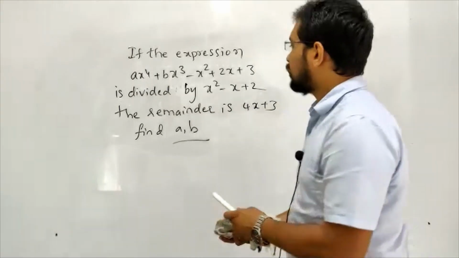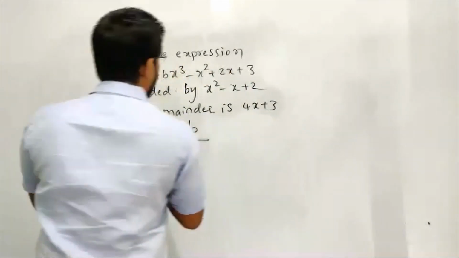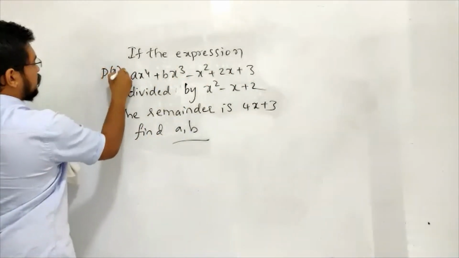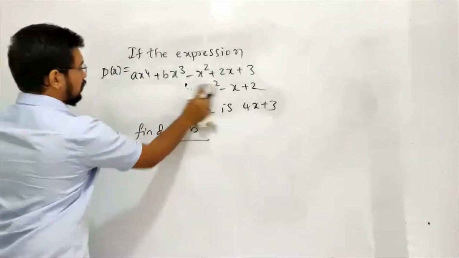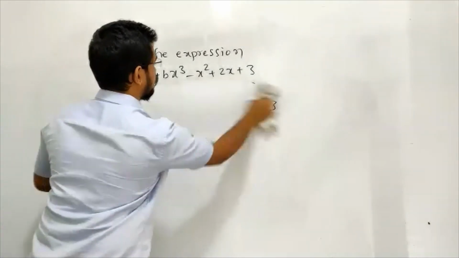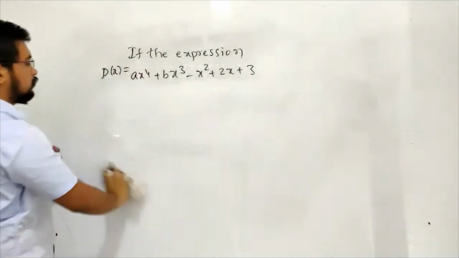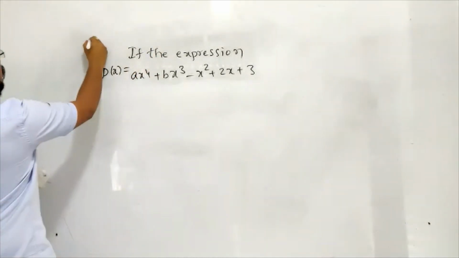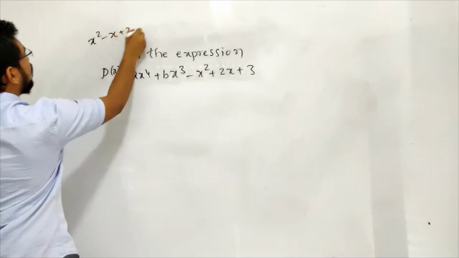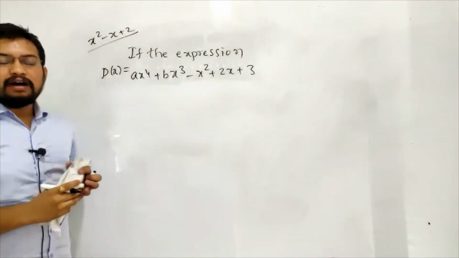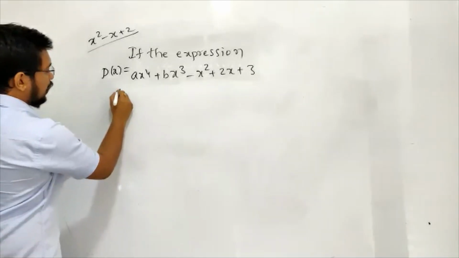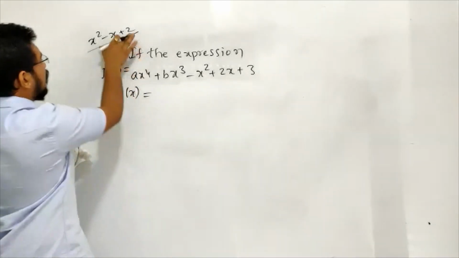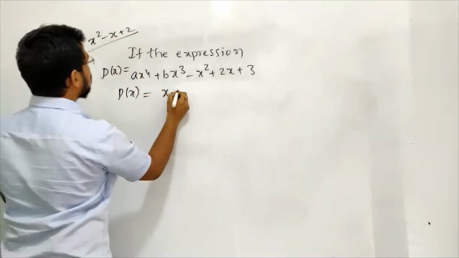Okay. Now let's try to solve this. Now let's say this is something like P of x. This is your P of x. Just erase this question. They gave you x square minus x plus 2. Am I right? The divisor is given as x square minus x plus 2. So if this is P of x, what is the factorization of this one?